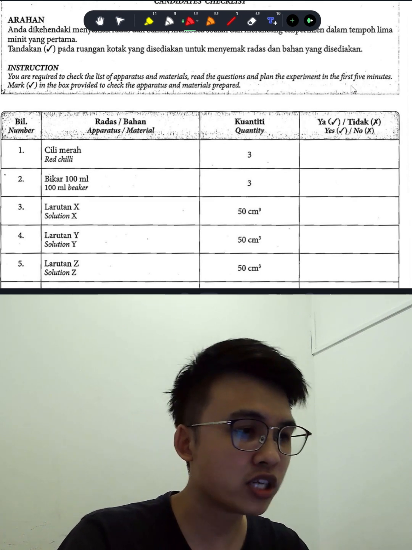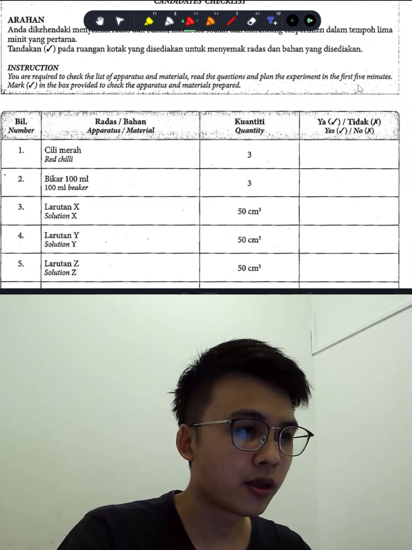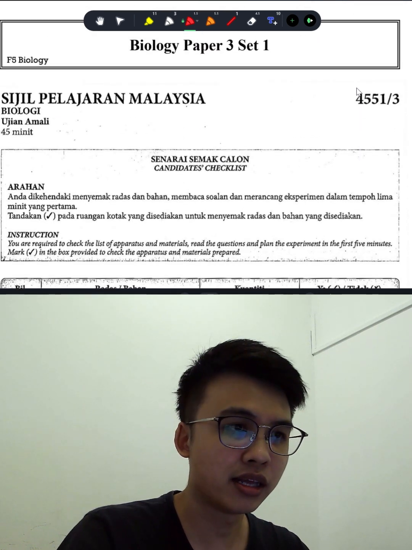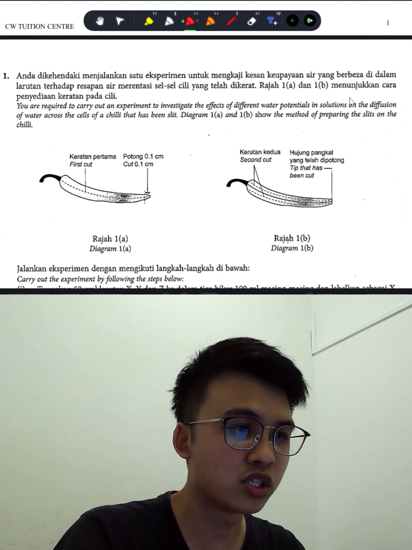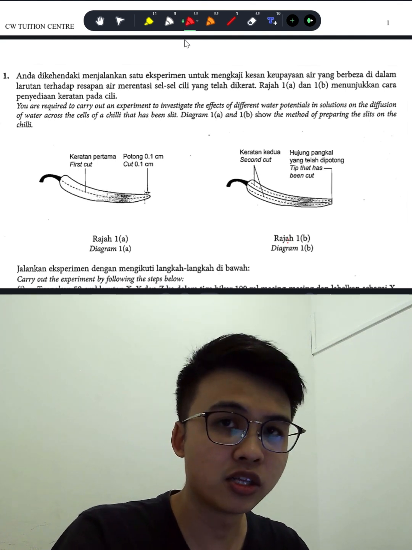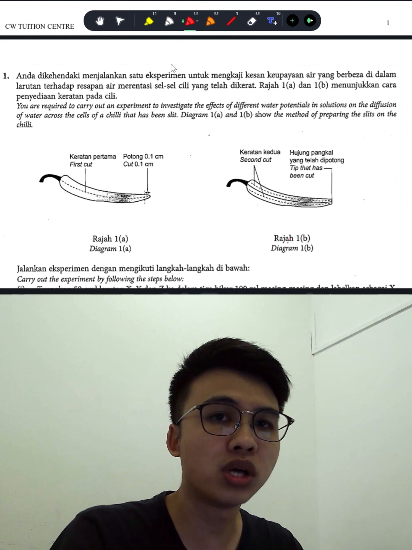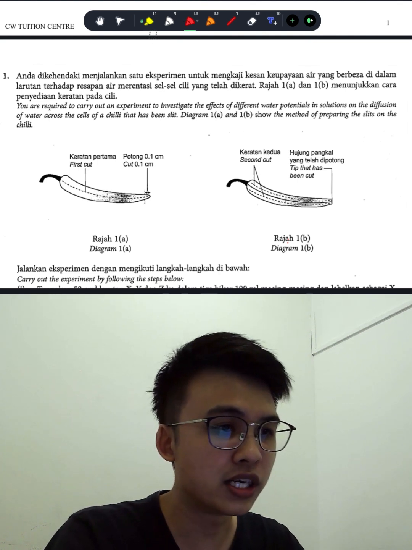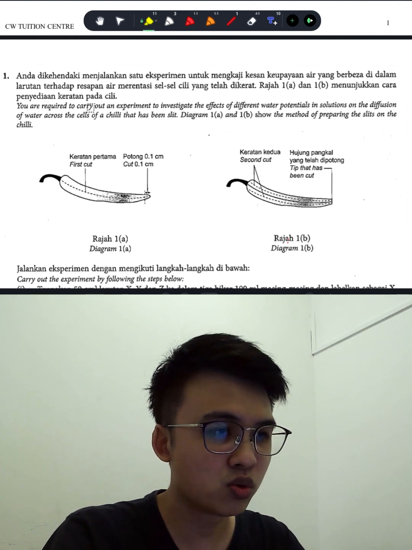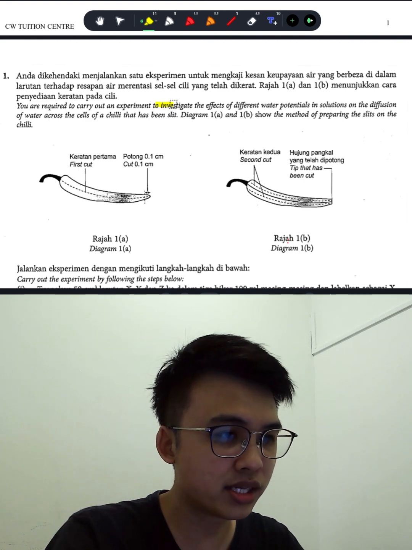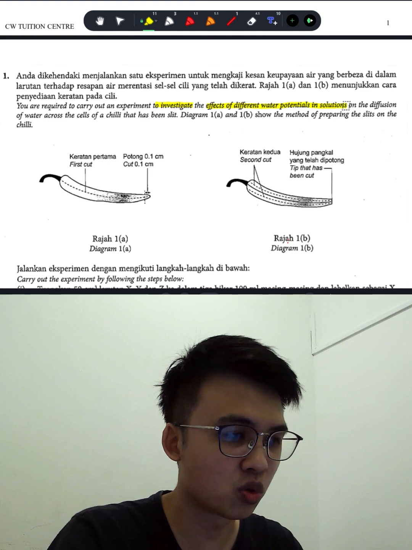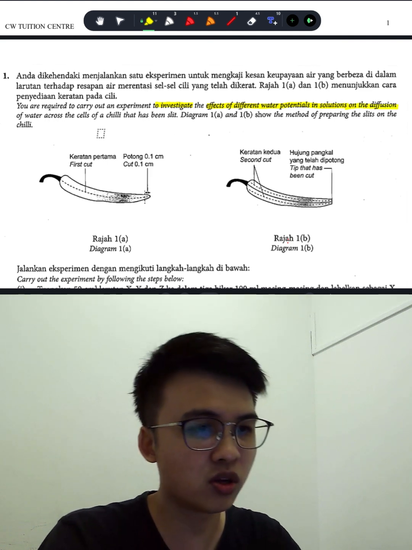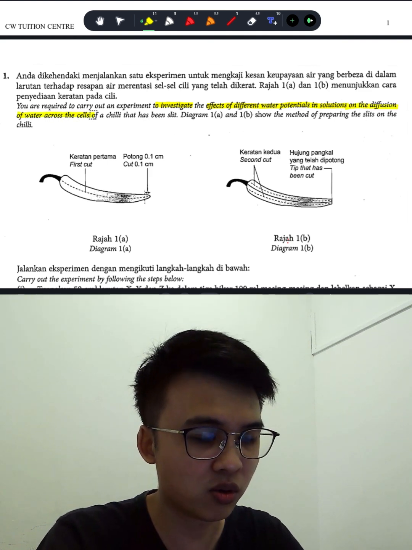Alright, so let's look at the osmosis experiment here, and take it as an example. A very important step to start with is reading the topic here. We want to find out what is the purpose of this experiment. The question asks you to carry out an experiment to investigate the effect of different water potential in solutions on the diffusion of water across the side of a chili.